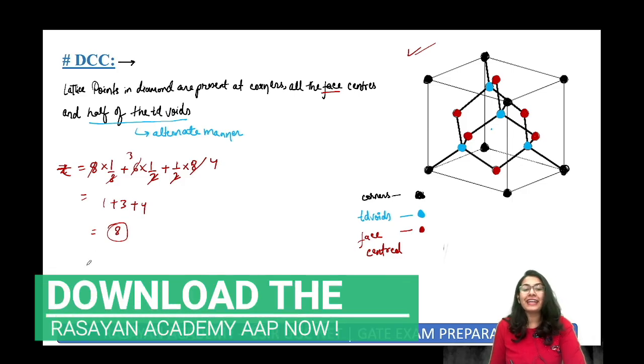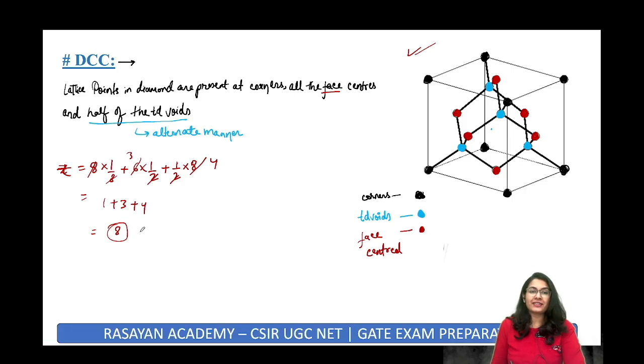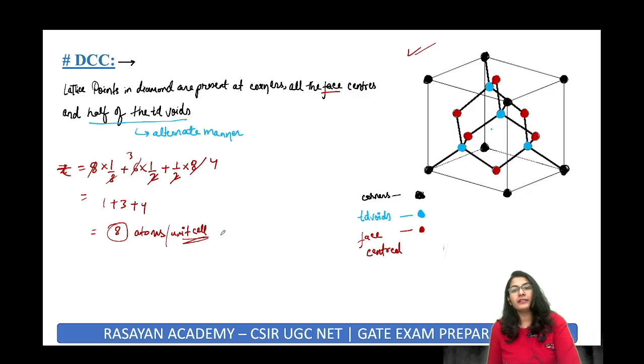So you see, in one unit cell, you are having 8 atoms. That is why the diamond is the hardest lattice. Alright, 8 atoms per unit cell. Okay, very beautiful. Alright, this is how you understand that the diamond lattice is going to be.